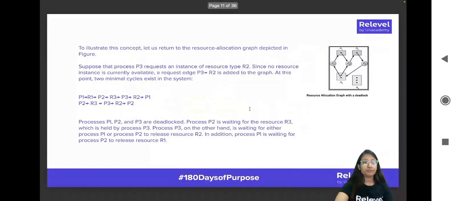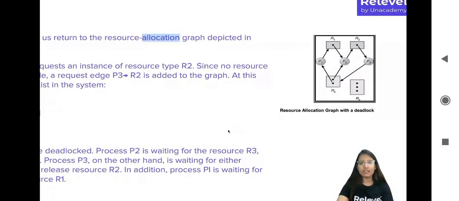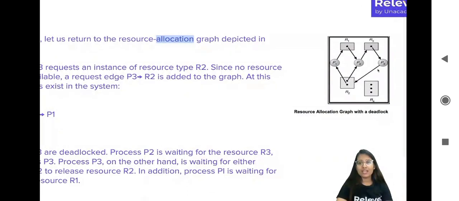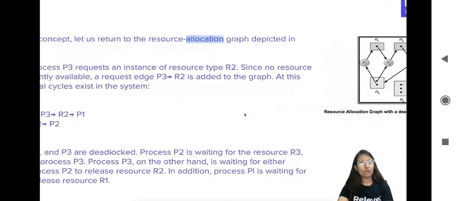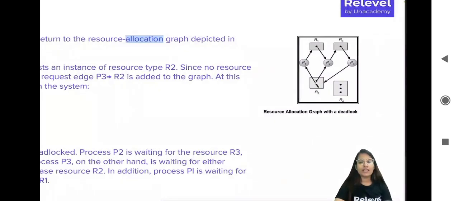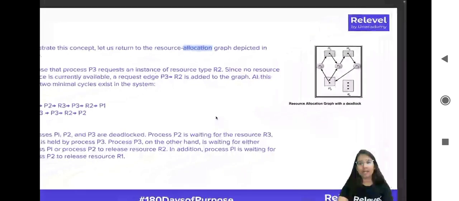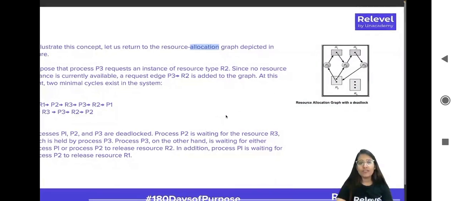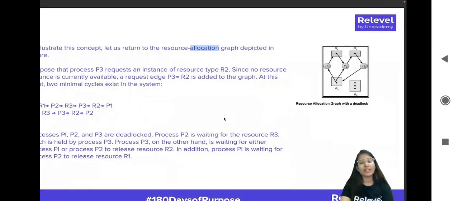So to illustrate this concept, we'll take an example over here. Here we will first understand the resource allocation graph. You can see that there is a process P3 which is requesting an instance of R2. Since no instance is currently available, because there are two instances of R2 and both of them are currently occupied, we can say that P3 to R2 is a request edge.